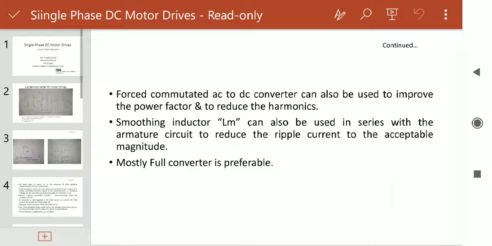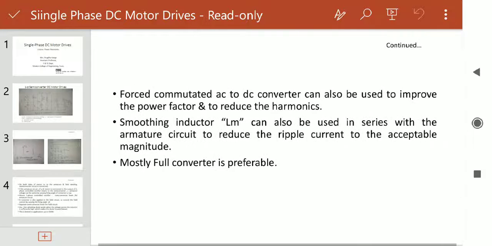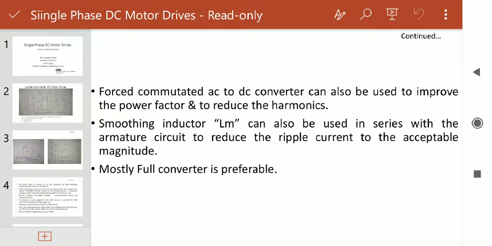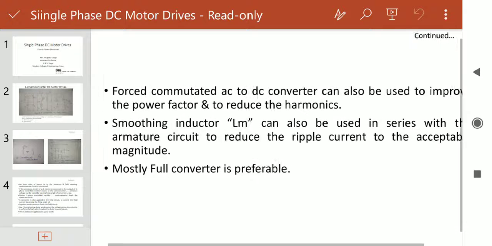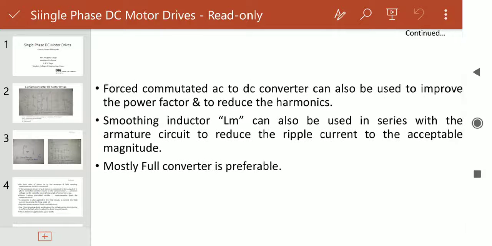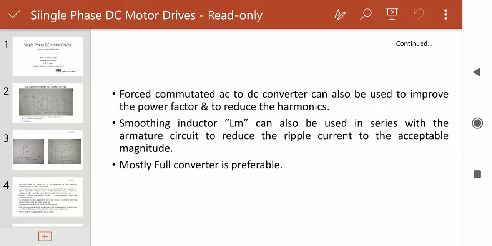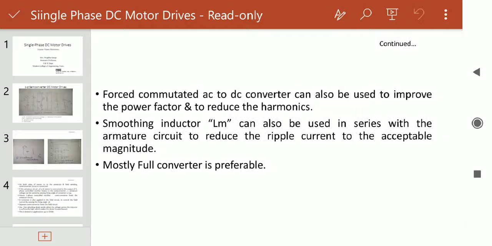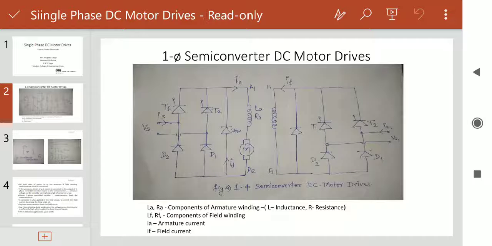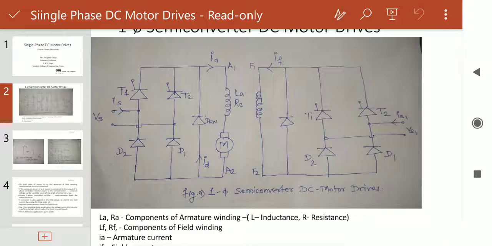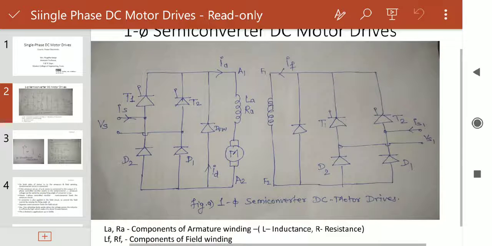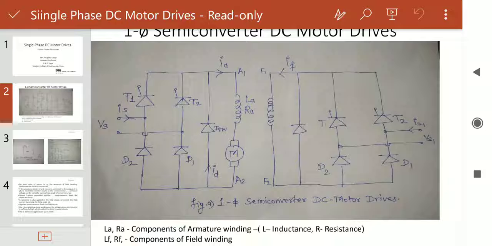Smoothing inductor LM can also be used in series with the armature circuit to reduce the ripple current to an acceptable magnitude. So LM can be used after the freewheeling diode, in series with the inductor winding of the motor.